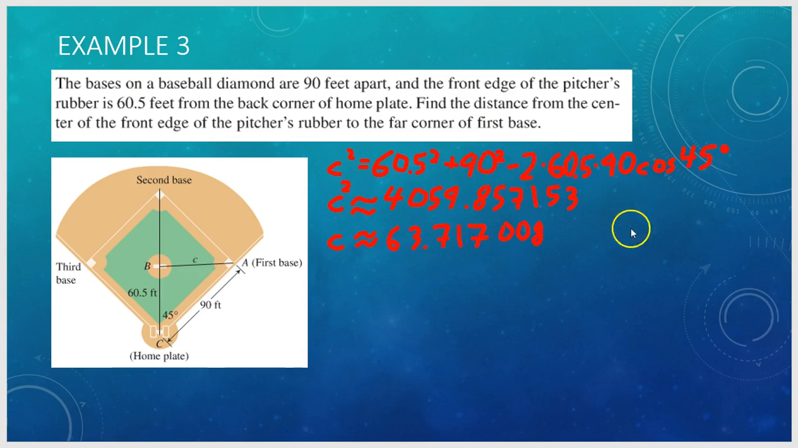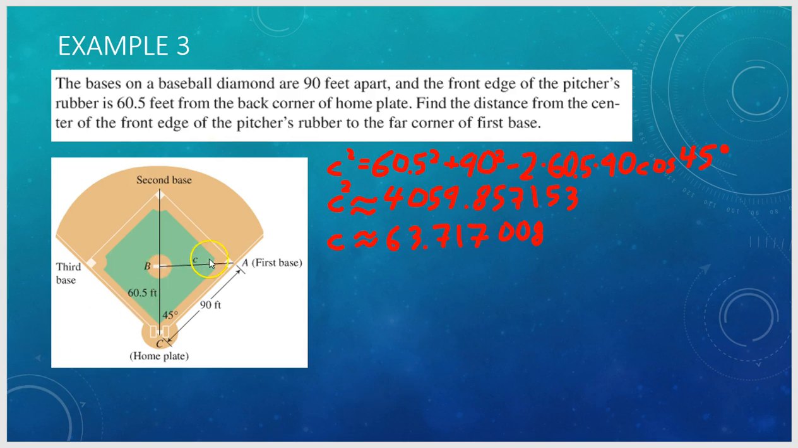So computing these numbers gave me a value of 4,059.857153. And the decimal went on a little bit longer, I just stopped there. And then when I took the square root of both sides, this gave me 63.717008. Now this question does not have specified in the directions what they would want us to round to. A good rule of thumb, if they haven't specified, is going to 3 decimal places. That's kind of a good starting point. And then you can always just come back or ask if there's a more specific rounding instruction that should have been given and was left off.